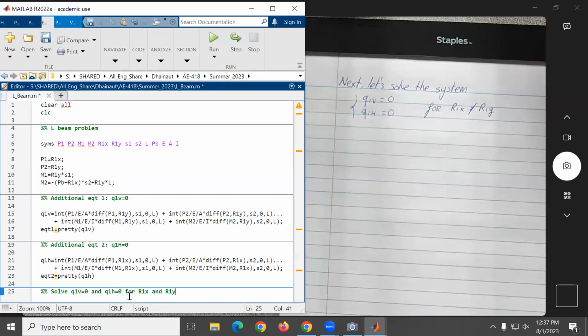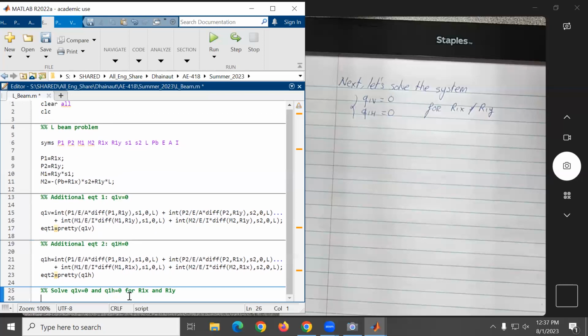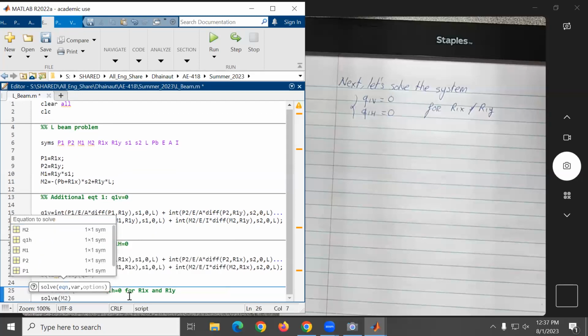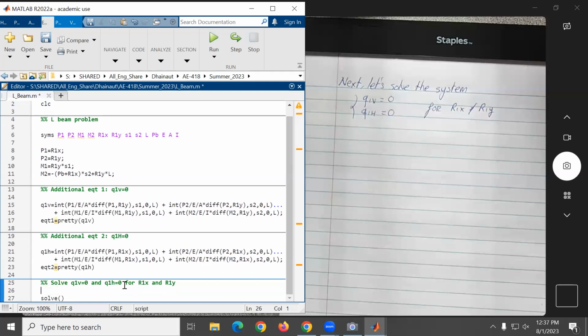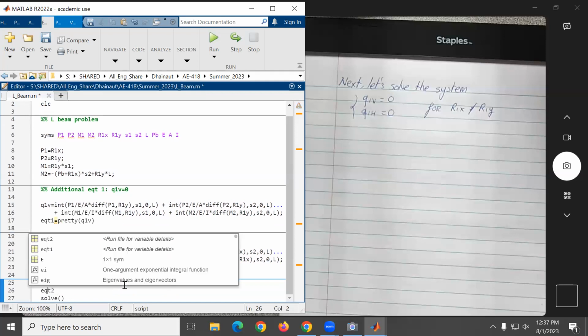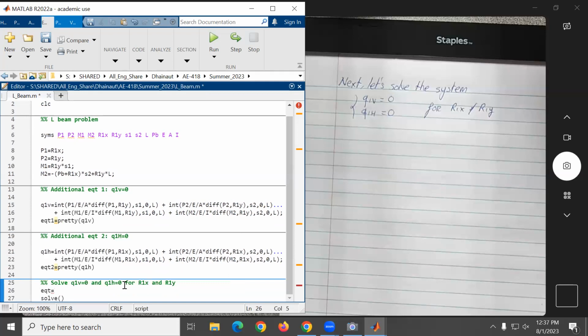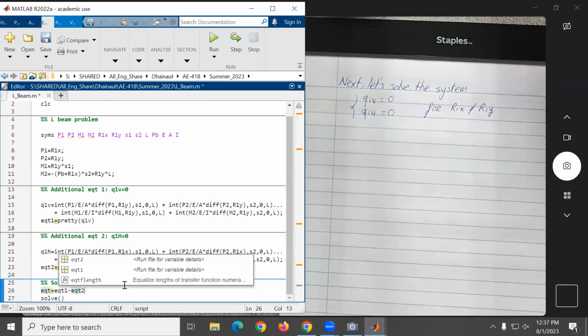Okay, so I don't remember how to do this. If we need to solve both of them, I know how to do it in Maple, I don't know how to do it in this. You can equate equation 1 and equation 2. So basically we could say EQT will be equal to EQT1 minus EQT2. Is that what you're saying?